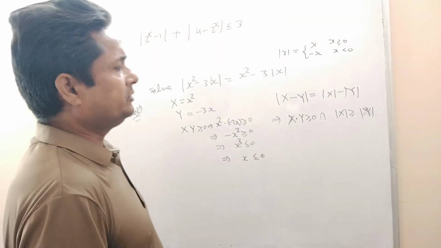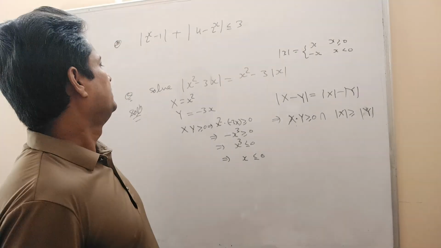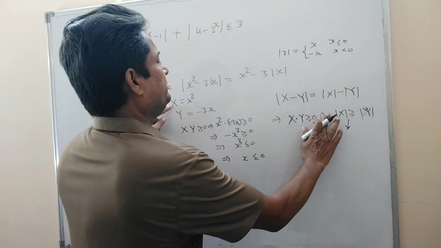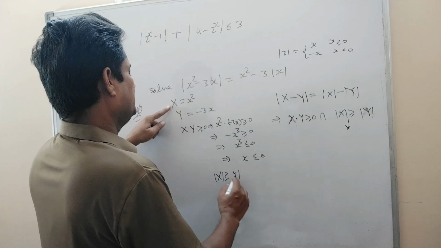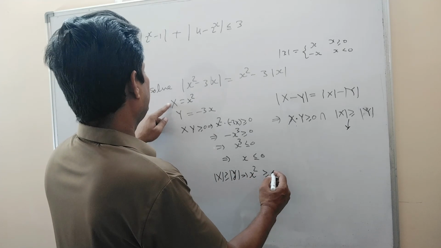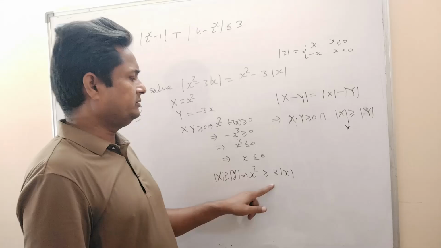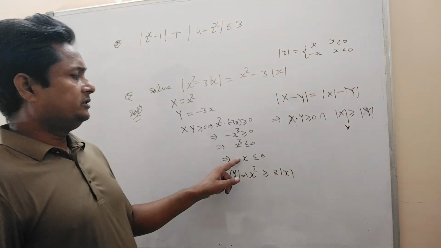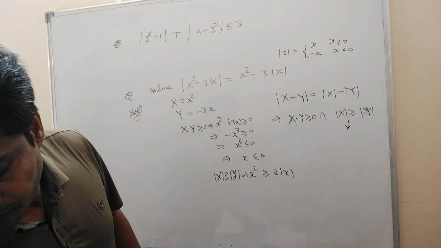Now next one will be what? You have to solve the second condition. So solve this one, second condition. Second condition is what? Use this one. So it will be what? Mod of x will be greater than or equal to mod of y. So this will be x square greater than or equal to what? 3 times mod of x. Now solve this inequality, solve this one and take intersection with this one. You will get your answer for this question.